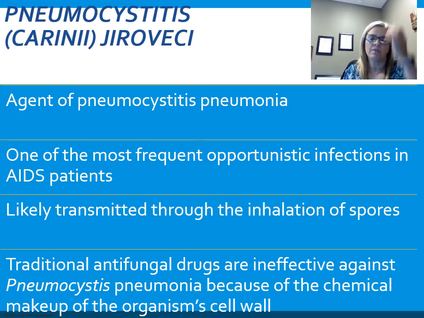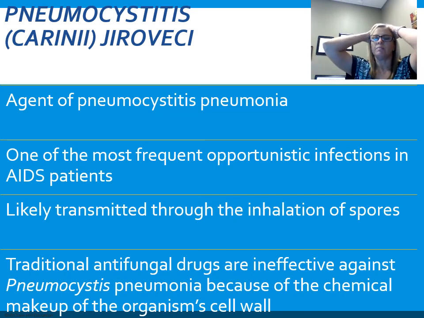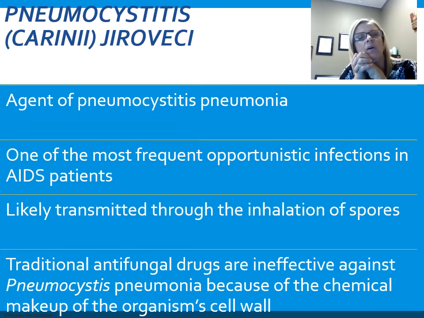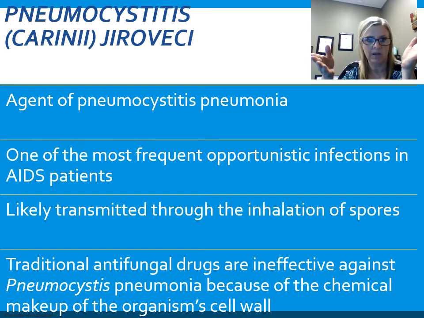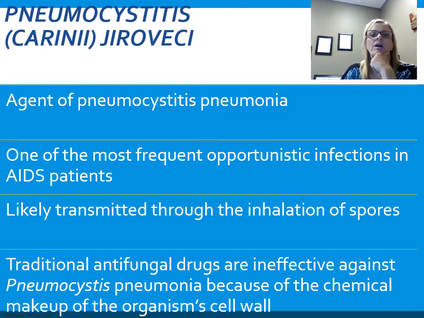It's likely transmitted through inhalation of spores, and traditional antifungal drugs are actually ineffective against pneumocystis pneumonia. The chemical makeup of the organism's cell wall is the reason why. Many healthy people actually have this as normal biota, and that's why they were able to use this to help understand AIDS, because they were seeing lots of young men who would not normally be affected by this, okay? And they were showing up with this. And so this has kind of led them to dig deeper. It's spread via droplet transmission.